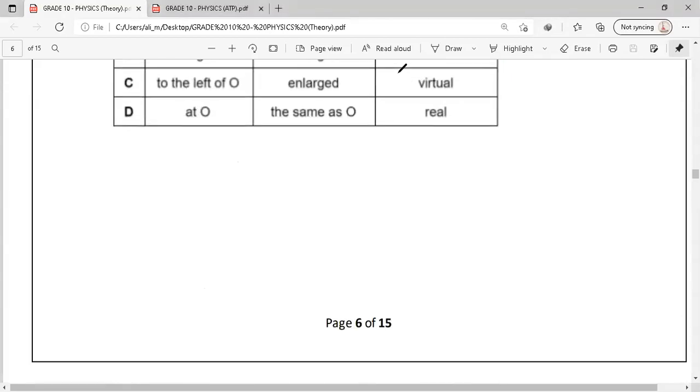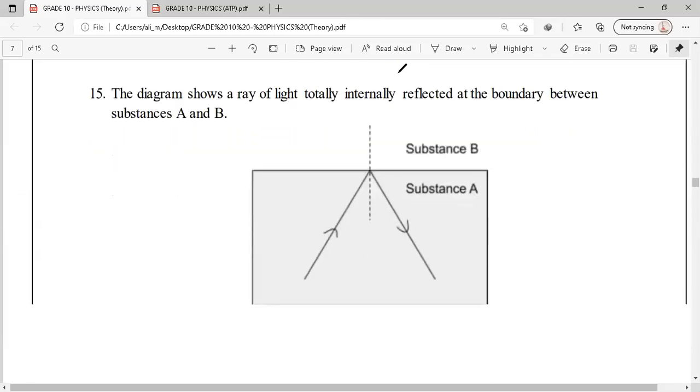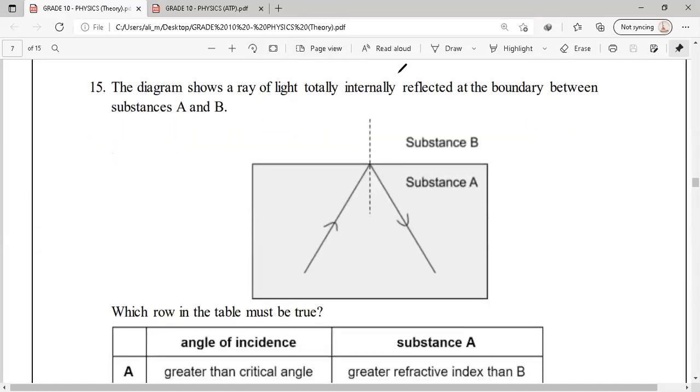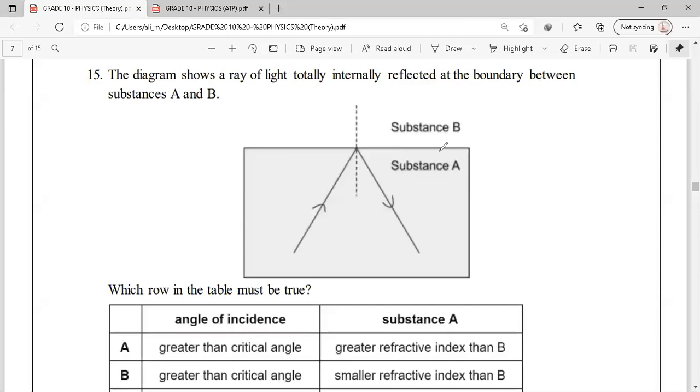So let's come to our next question, that is question number 15. The diagram shows a ray of light. Total internal reflection is shown between the substance A and B. As we know, the conditions for total internal reflection are such that the angle of incidence should be greater than the critical angle, while the light must enter from a dense medium to a rare medium. In this case, light is totally internally reflected.